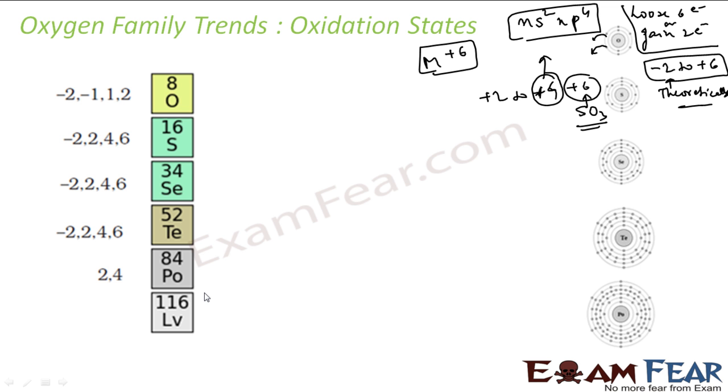The second reason is that losing 6 electrons is difficult. For example, for oxygen, losing 6 electrons is practically impossible. Why? Because oxygen's size is small, it can't lose 6 electrons, so it doesn't show +6 oxidation state. But sulfur does show +6 oxidation state. Selenium also shows +6, and tellurium also shows +6. But as you go down the group, polonium does not show +6, only +4 maximum, because of the inert pair effect.